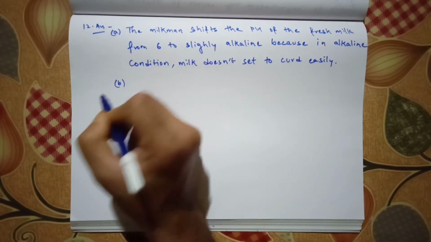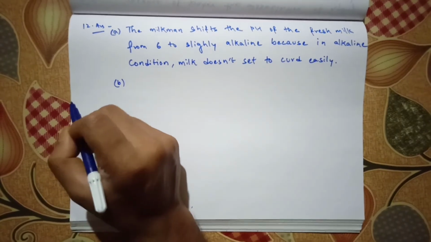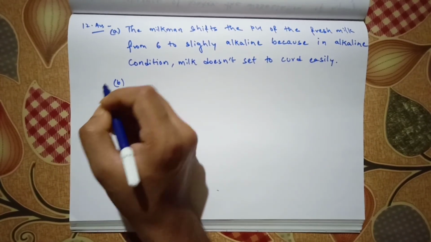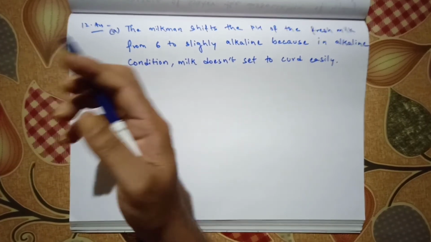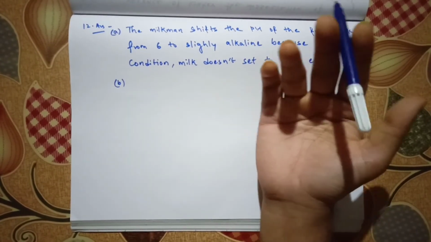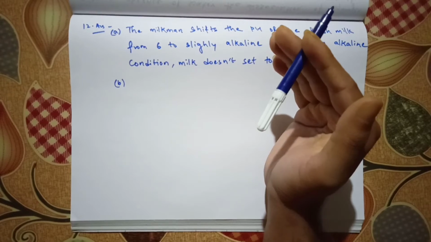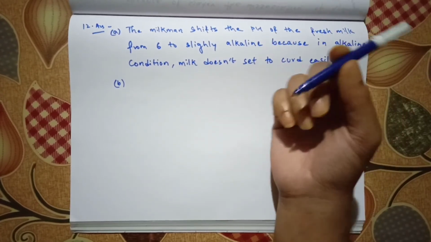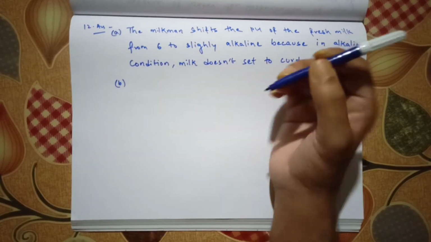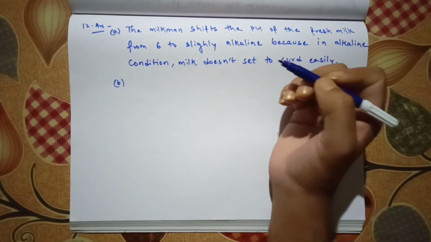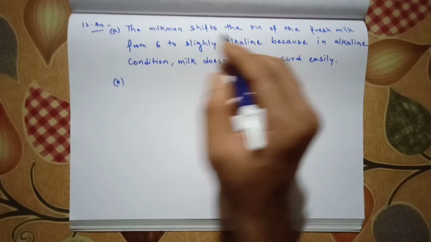Then part B is asked: why does this milk take a long time to set as curd? Since this milk is slightly basic than the usual milk, acids produced to set the curd are neutralized by the added base. Therefore, it takes a long time for the curd to set.